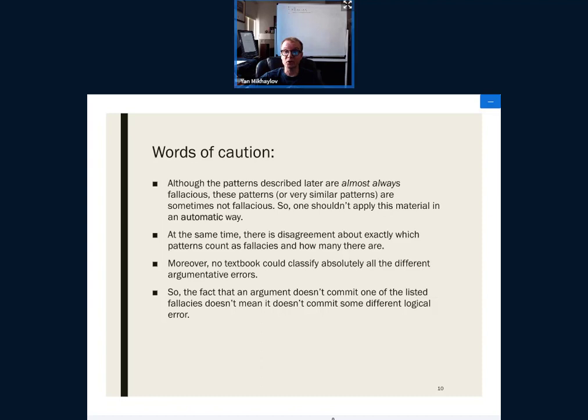Some words of caution. Of course, you cannot again automatically apply that. In some cases, it may be a fallacy committed which we didn't cover, right? We're not going to cover all of them, or it may not exactly fit any of the patterns which we describe. So don't try to automatically apply this. This is not a very precise science.